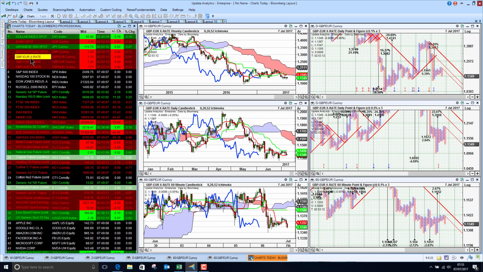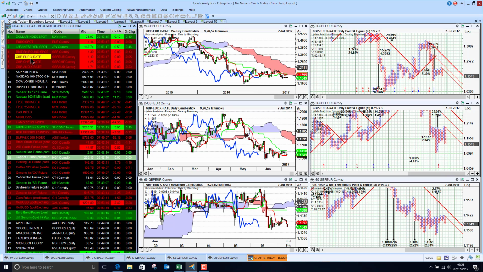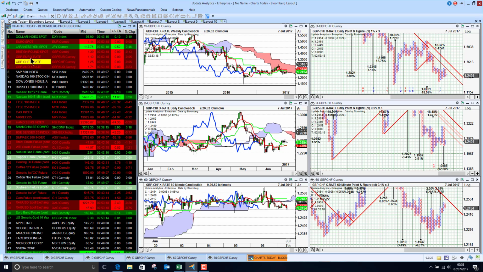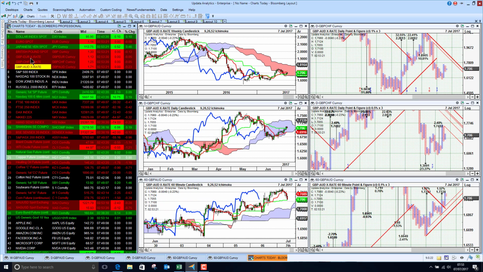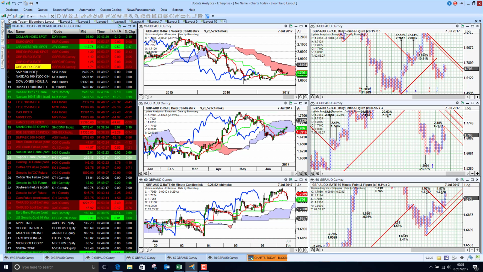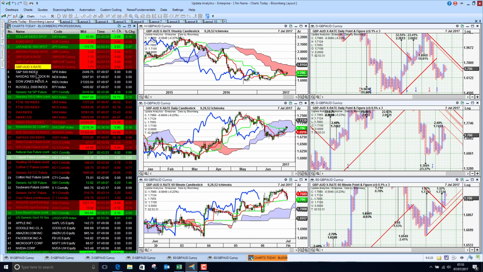Looking at euro sterling, you're seeing sterling weakening against the euro, stronger euro, weaker sterling. Weakening against the Swiss franc, now in bearish territory on the short-term chart, and against the Australian dollar, still bullish, but long-term weak. So sterling relatively weak, but the Australian dollar even weaker still.